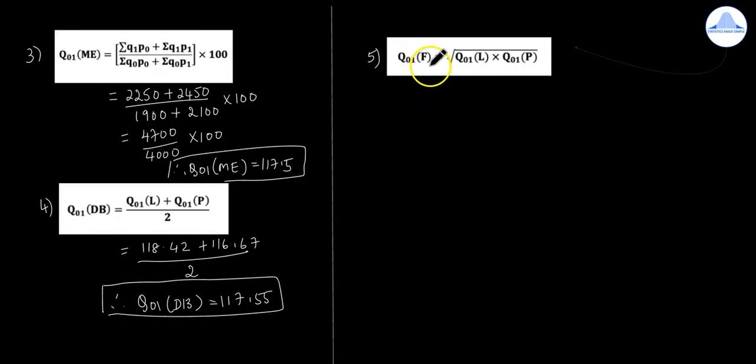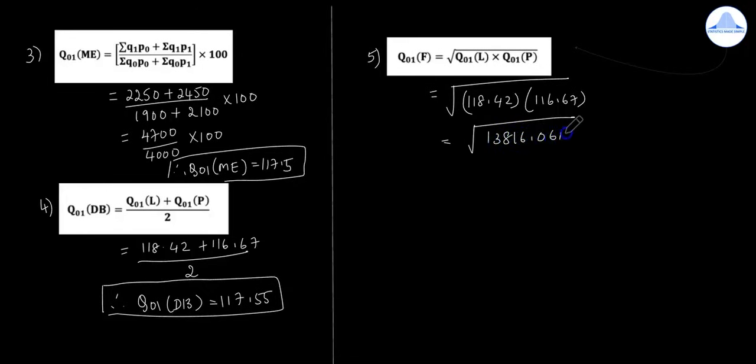Fifth one is Fisher's quantity index number. It is the geometric mean of Laspeyres' and Paasche's quantity index numbers. So it is root of Q01 of L into Q01 of P. So substitute the values here. It is root of 118.42 into 116.67. So this is equal to root of 13816.0614, or you will get Q01 of F is equal to 117.54.